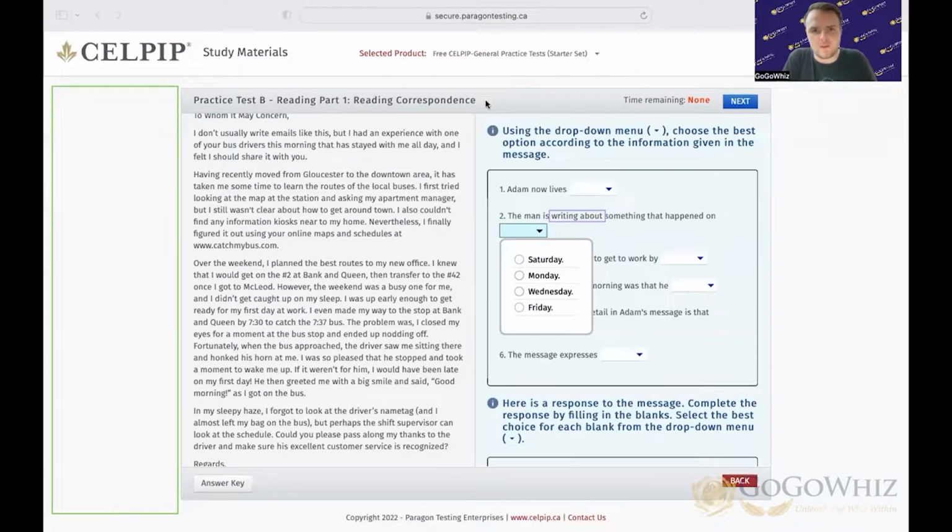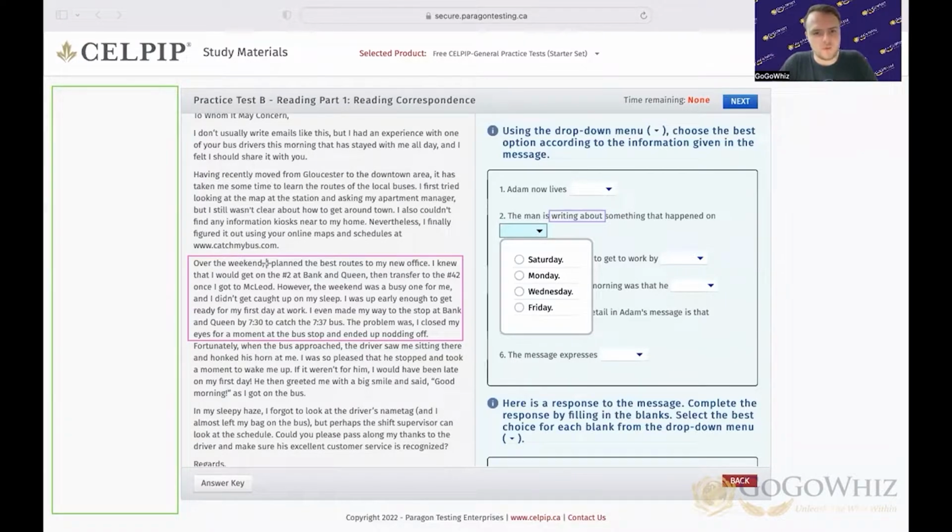It is in that paragraph, so let me highlight that paragraph for you all. Okay, so let's take a look here. It says, over the weekend, I planned the best bus routes to my new office. I knew that I would get on the number 2 at Bank and Queen and then transfer to the number 42 once I got to McLeod.